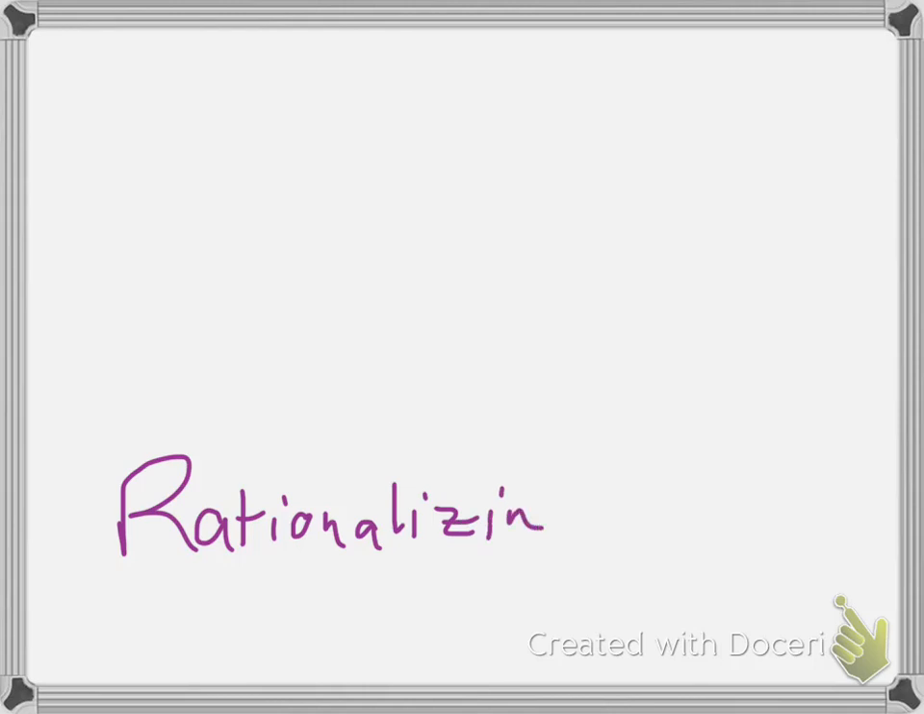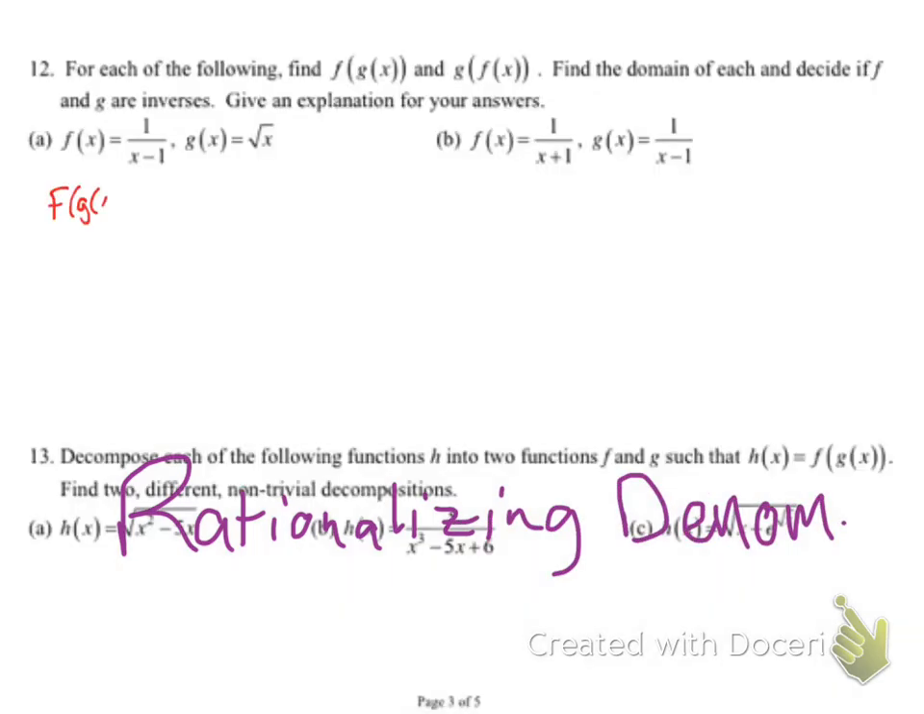Alright, here's a quick take on how to do that rationalizing the denominator stuff that we only briefly saw in class. 12a was an example of this. We have these radicals in the denominator, and that calls for us to do what we call rationalizing the denominator, getting rid of that radical in the denominator. That's the synonym for it.